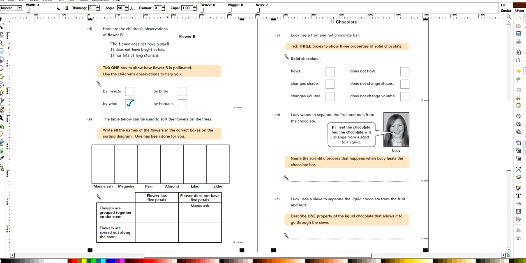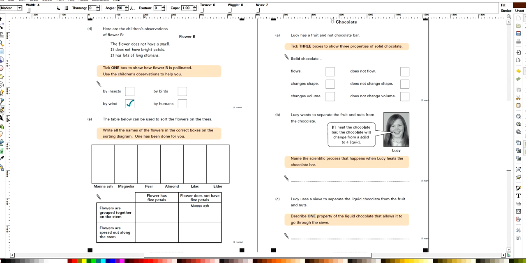Why is that? Because it's not attracting any insects. It hasn't got a smell. It's not brightly coloured. Plants with smell or bright colours attract insects. What is pollination? Pollination is when they get the pollen, and it's part of the reproduction cycle. The wind helps the pollen to move from one part of the plant to another part of the plant.